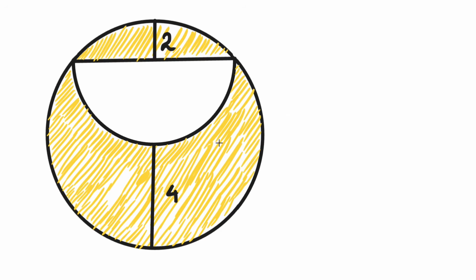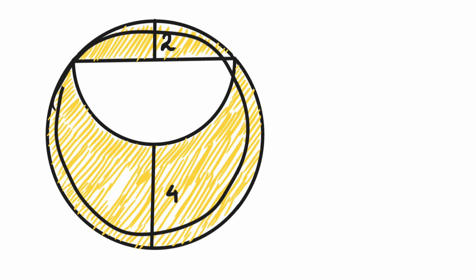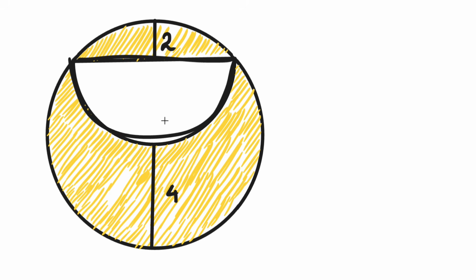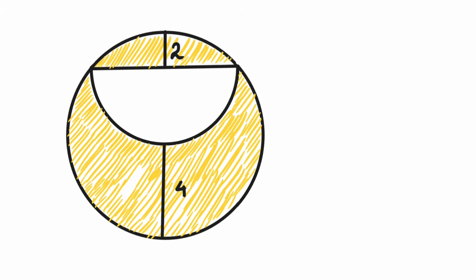Let's solve this carefully and find the actual shaded area. We have a large circle with a semicircular section removed from the top. The distance from the top of the large circle down to the diameter of the smaller semicircle is 2 units, and the distance from the bottom of the smaller semicircle down to the bottom of the large circle is 4 units. We want the area of the shaded region.